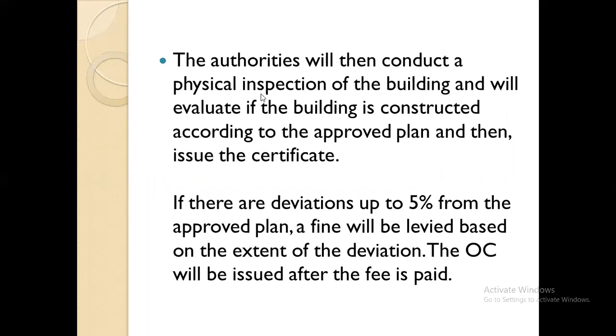Here, the authorities will then conduct a physical inspection of the building and evaluate whether the building is constructed according to the approved plan, and then issue the certificate. If there is a deviation of up to 5% from the approved plan, a fine will be levied based on the extent of the deviation. The occupancy certificate will be issued after the fee is paid.